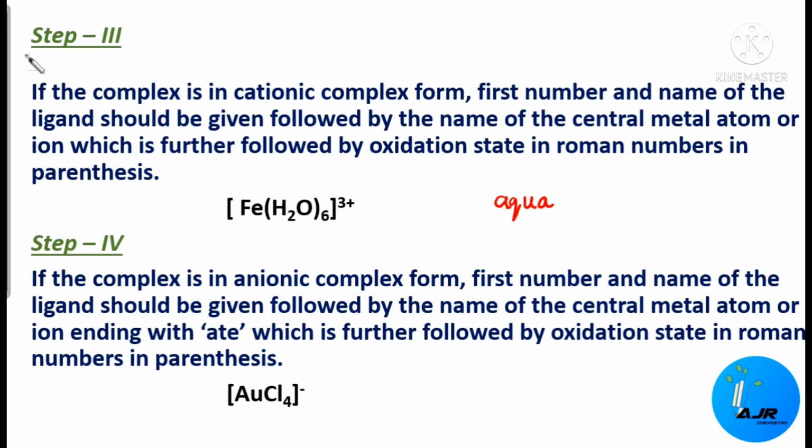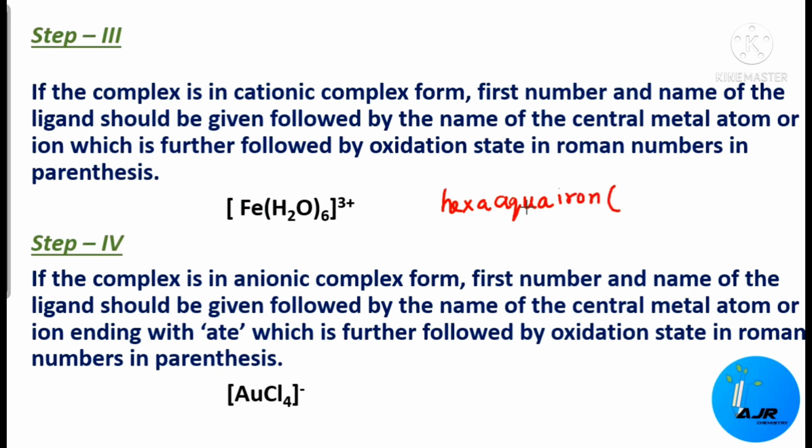Here we are having 6. 6 means hexa. Okay, so hexa aqua. So we have written the number and the name of the ligand now. Number is hexa aqua. Next comes the central metal. Central metal Fe. Since it is a cationic complex, we can write the name of the metal or the ion as such. So here iron.